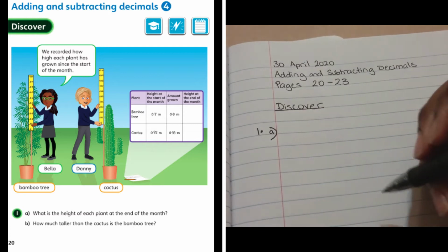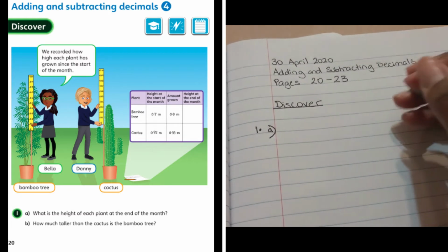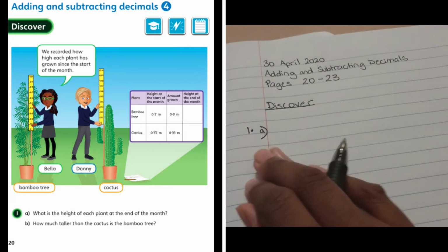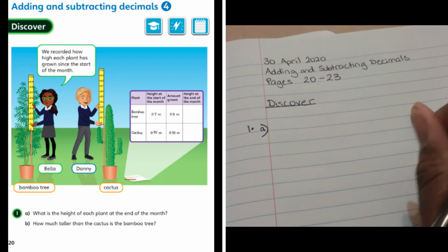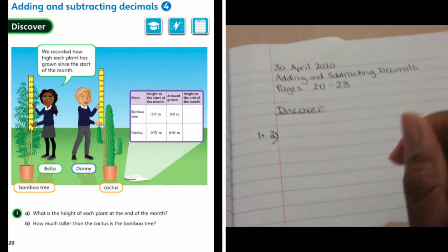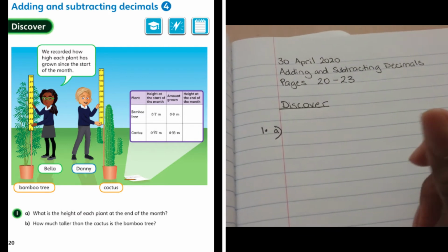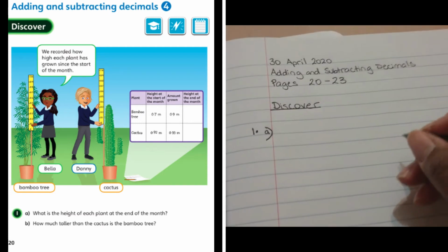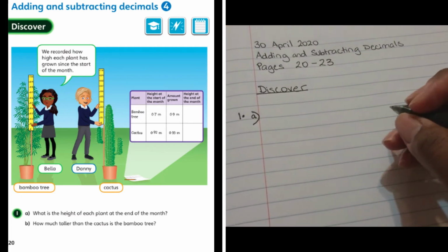I suspect just from looking at that they're going to ask us to find out how tall the plants are now, because they showed what it was at the beginning and then it shows how much it's grown, so how much it's gone up. So it might want us to calculate how much it is now at the end of the month. So 1A says, what is the height of each plant at the end of the month? Yeah, so all it wants us to do is add.